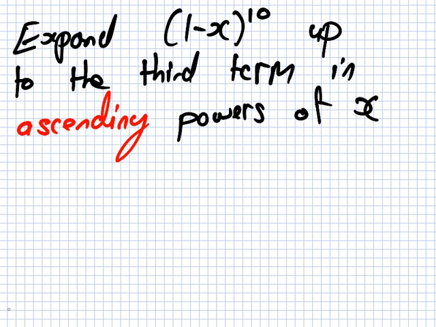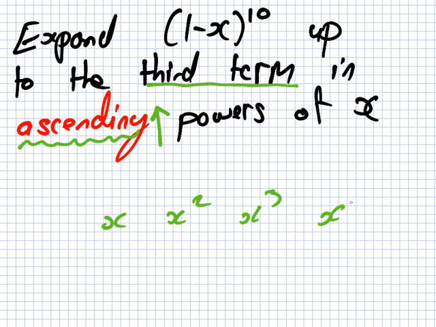I don't want you to expand fully. In fact, I tell you here to stop after the third term. So I don't need the full expansion, only up to the third term. And ascending here means increasing. So I want to see in your answer an x squared, an x cubed, powers increasing. Your other choice was descending, which the powers would be decreasing. So ascending is increasing and descending is decreasing.